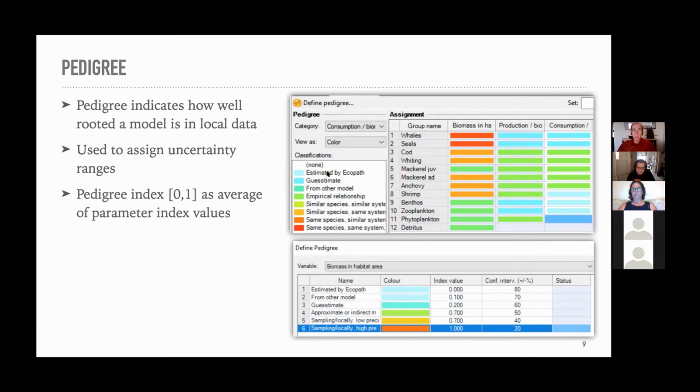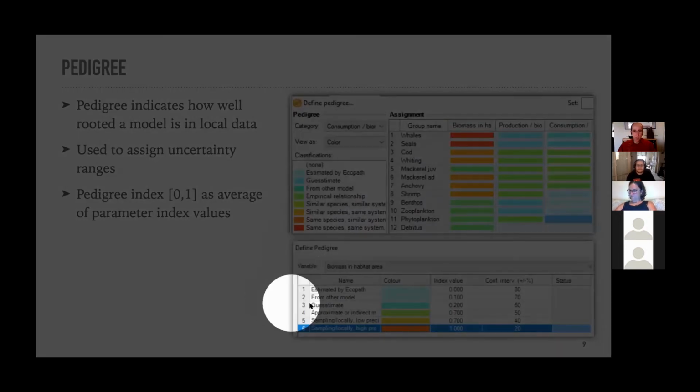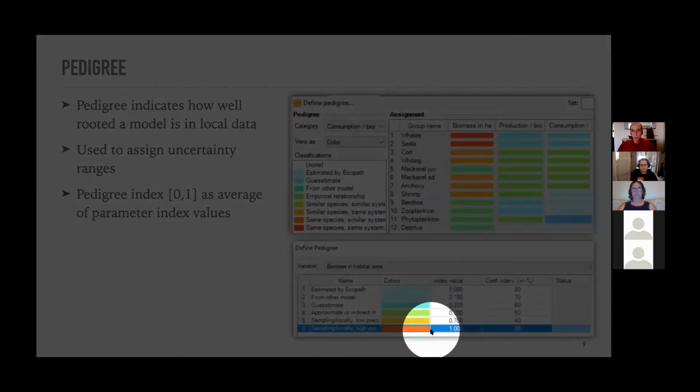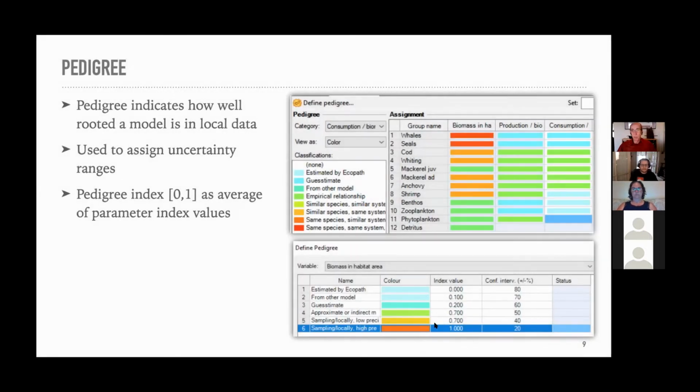So it really is based on data for that species in that system, and I think the last part on that line is high precision. You can see down in the bottom for biomass. It's estimated by Ecopath, from other model, guesstimates. I'm talking about down here. Approximate or indirect method, sampling locally with low precision, sampling locally with high precision. That gives us a ranking for it. And we assign an index to that so that we can estimate what's the pedigree overall for this model. And we also assign a confidence interval to it.